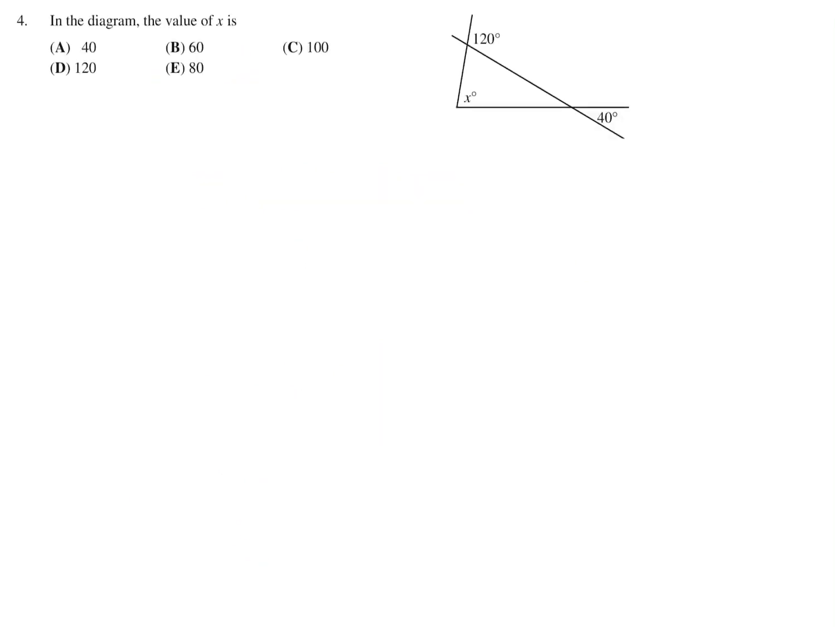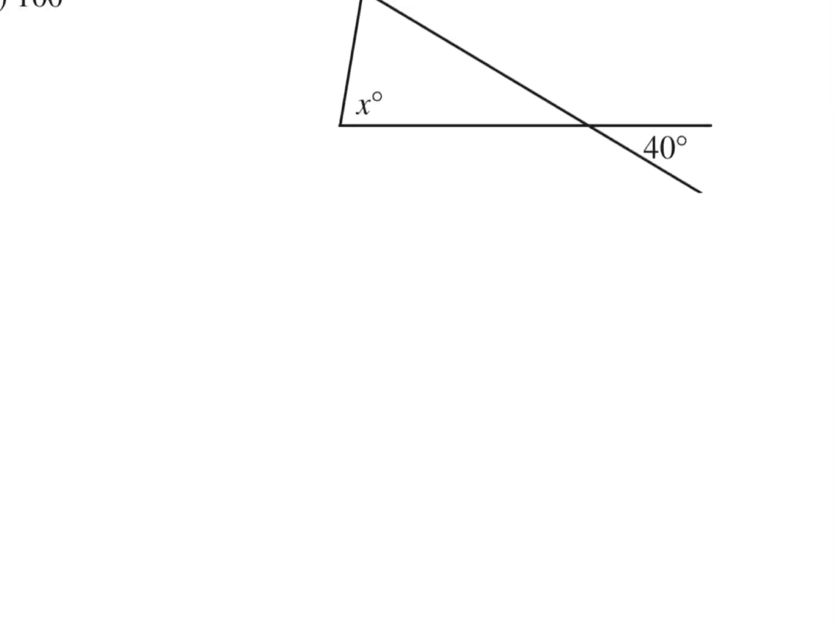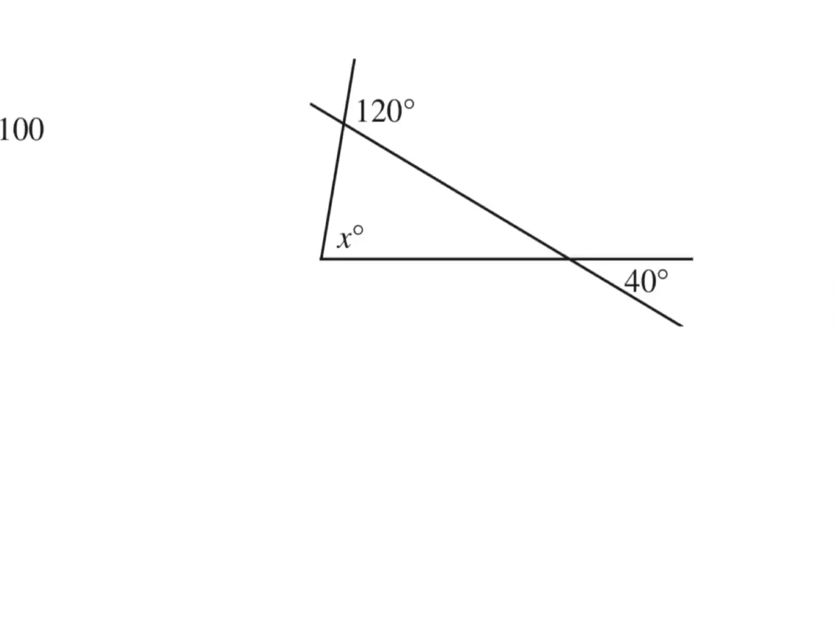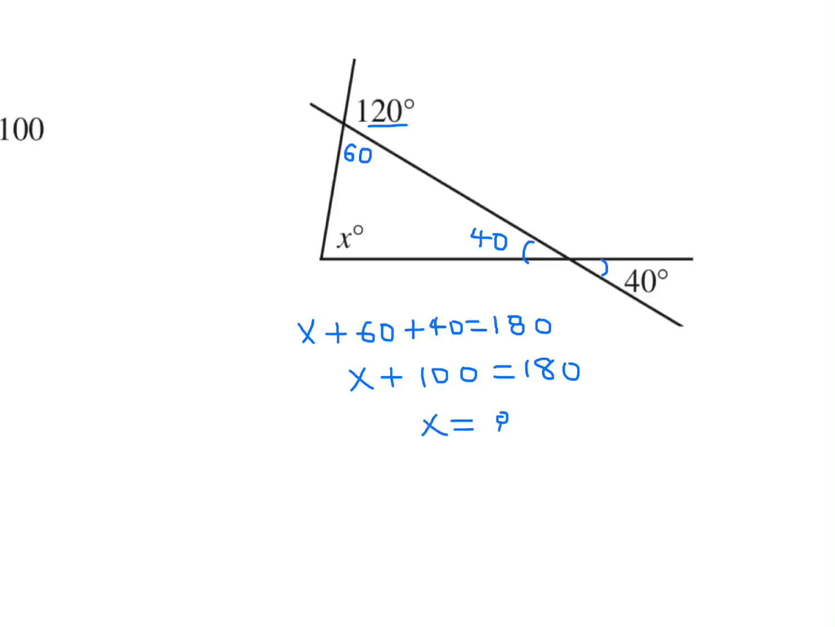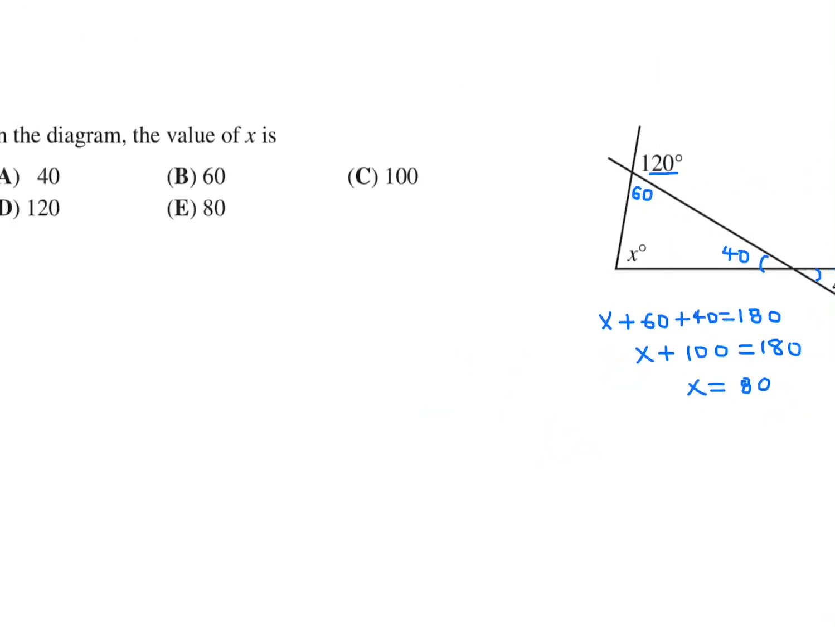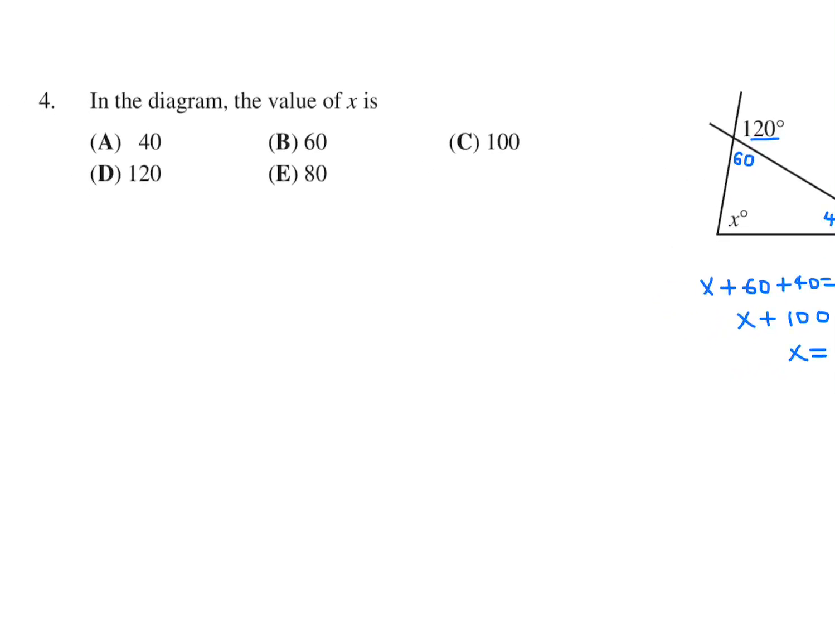In the diagram, the value of X is. Opposite angles are equal, so this angle is the same as that angle. If that's 40, this is 40. Angles about the same line always add up to 180, so if this is 120, this will be 60. The angles in a triangle always add up to 180. So 60 plus 40 plus X is 180. X plus 100 is 180, and therefore X is equal to 80. So for number 4, the answer is E.